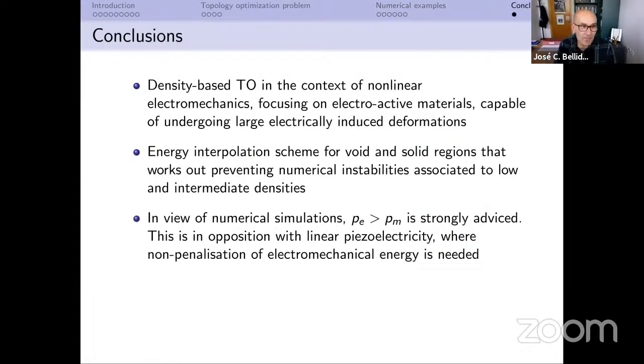So just to end, conclusions. We have implemented a density-based topology optimization in the context of electromechanics, focusing on dielectric elastomers and piezoelectric polymers, in which we have large electrically induced deformations, and we have to use nonlinear modeling. We have used an energy interpolation scheme between solid and void regions that has shown to be successful for preventing numerical instability associated to this kind of problems due to low and intermediate densities. And in view of numerical simulation, it is strongly advised to use Pe strictly bigger than Pn, in opposition with linear piezoelectricity, where no penalization for the electromechanical part is required, actually.